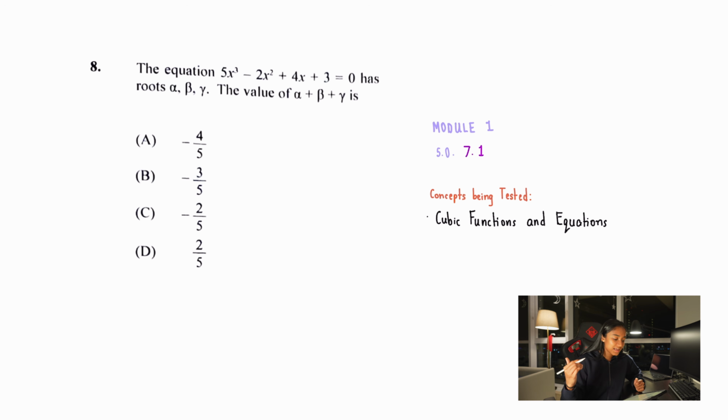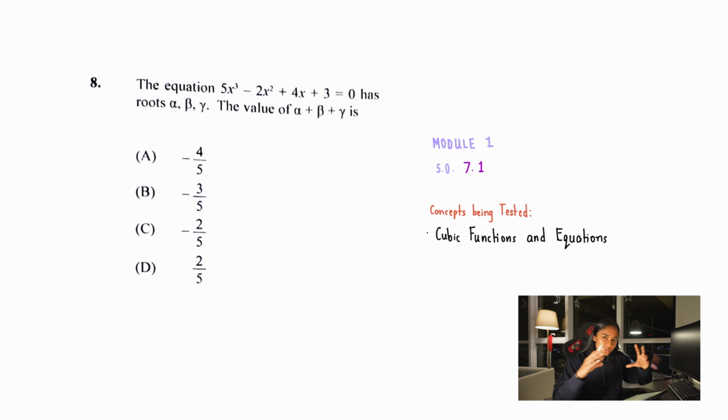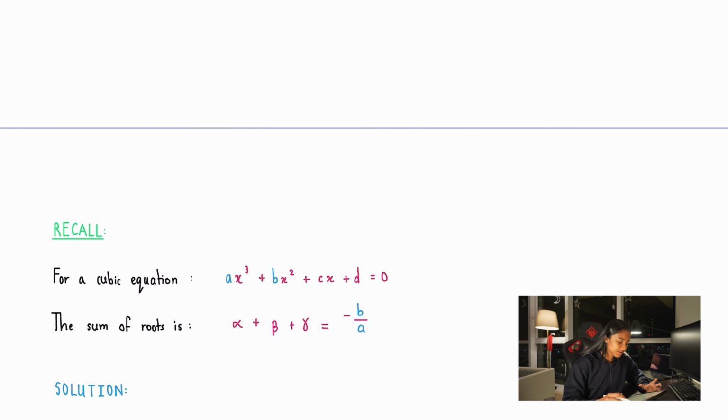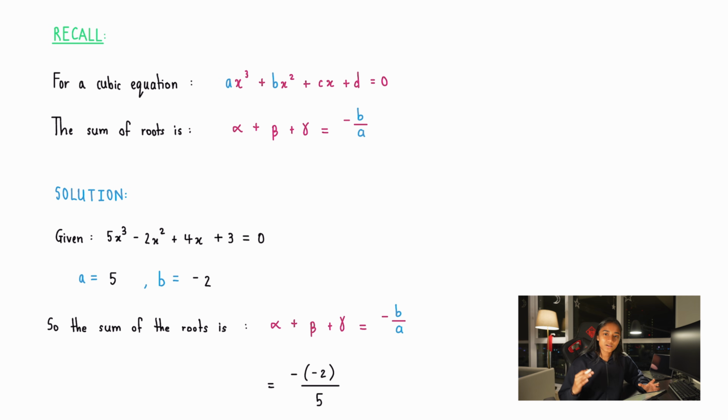Question 8 states, the equation 5x cubed minus 2x squared plus 4x plus 3 is equal to 0 has roots alpha, beta, gamma. The value of alpha plus beta plus gamma is which one of these? So we know from roots of equations, this whole cubic functions and equations topic, that all this comes down to is one formula. Because we know that alpha plus beta plus gamma is minus b on a. So we can gather a and b from this. We know that a is 5 and b is minus 2. Don't forget the minus. b is minus 2.